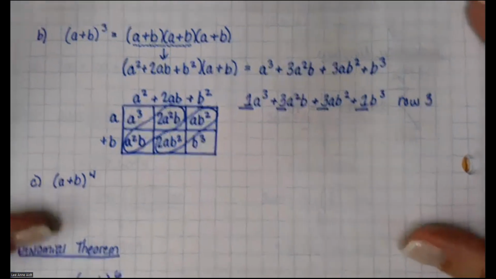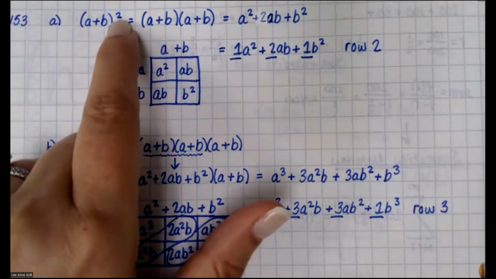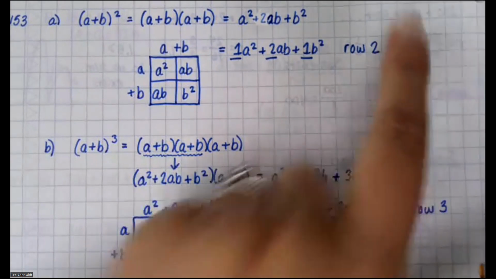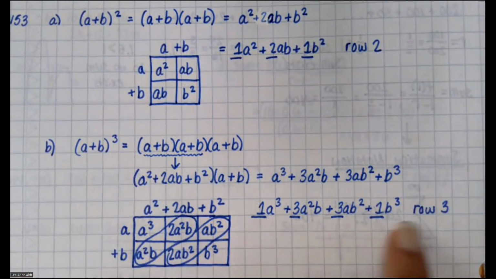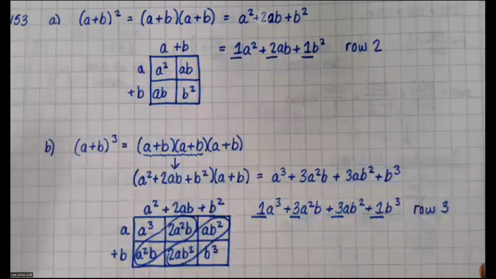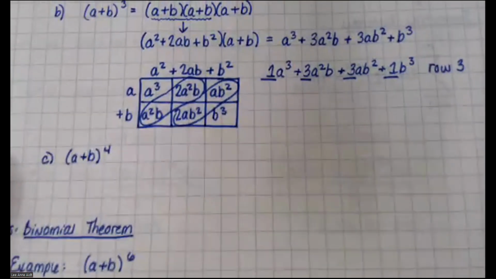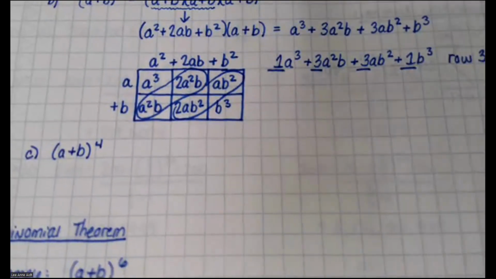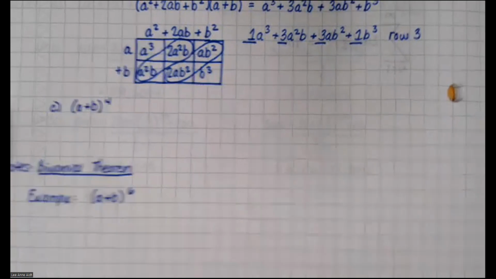Okay, are you with me so far? Are you willing to believe that the squared exponent will give me row 2 in Pascal's triangle, and the cubed exponent will give me row 3 in Pascal's triangle? Are you with me? Okay, now we're going to depart from boxes, because once you get to the fourth power, I would be unwilling to do boxes after this.